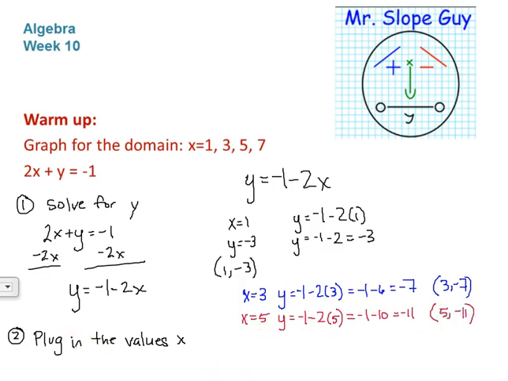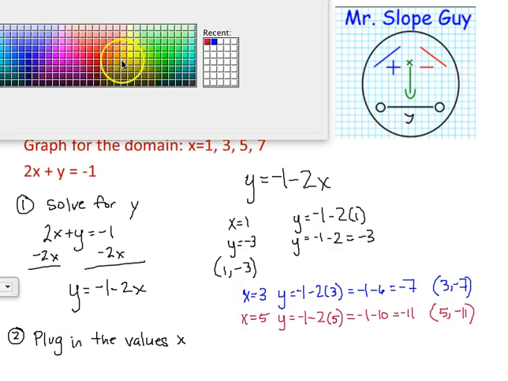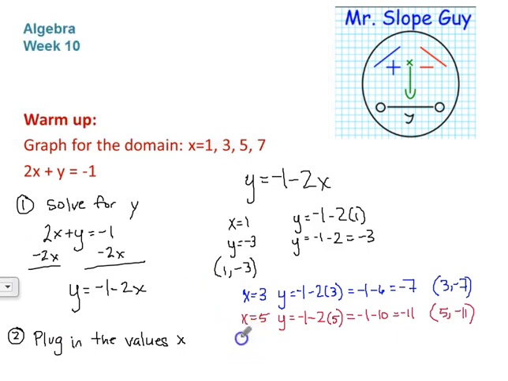And then our last one we're going to do is 7. Green. When x equals 7, what does y equal? Well, y equals negative 1 minus 2x. Plug in that 7 for x. So now let's go through and simplify. Negative 1 minus, negative 2 times 7 is negative 14. So negative 1 minus 14 is negative 15. So when x is 7, our corresponding y value is negative 15. And then we're going to plot all these points.